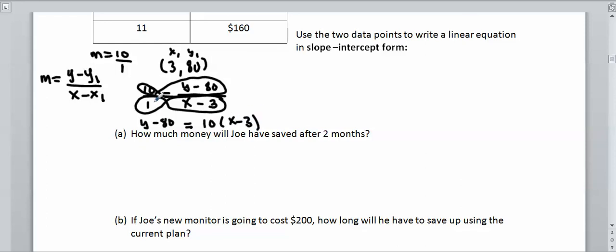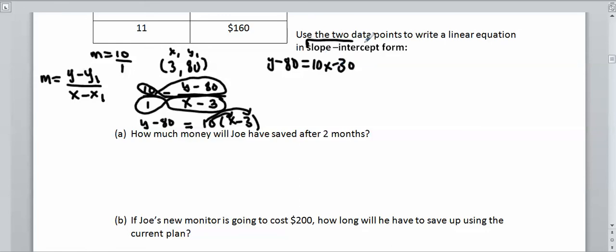Now, why didn't I write the times 1? Well, anything times 1 is itself. 1 times y is y, and 1 times negative 80 is negative 80. So I don't really have to write the parentheses with the 1 because it's the same thing. I'm multiplying something by 1. Okay, but I do have to distribute this 10 to get an equation. So I end up with y minus 80 is equal to 10x minus 30.